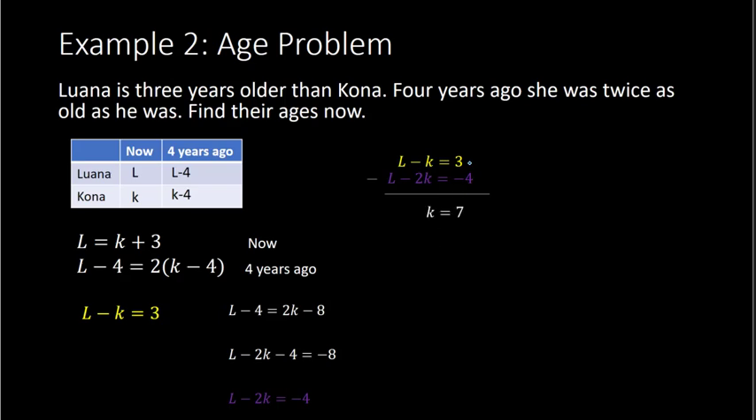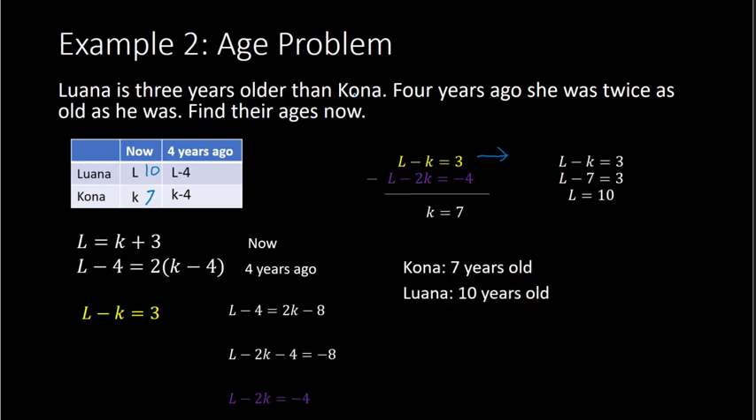And again, be careful with the subtraction sign. So 3 minus negative 4 gives me a positive 7. All right, so K is 7. So I can use this number to solve L by plugging this back into either equation. If I choose the first equation, I'd have L minus 7. So L minus 7 equals 3. I can add 7 to both sides. L would equal 10. So Kona's age right now is 7. Luana's age is 10. And that is my answer.